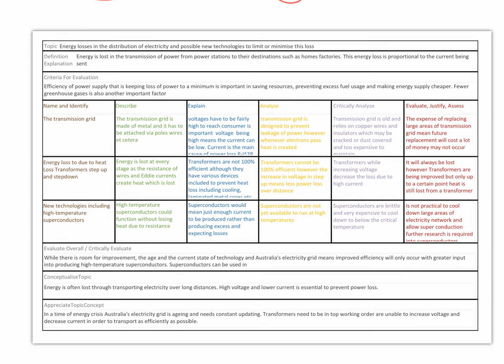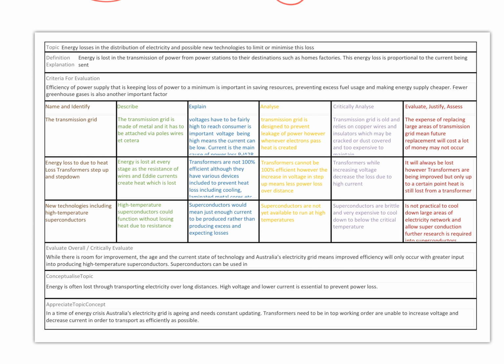Okay, so here we've got our identifications. We've got the transmission grid. Energy is lost as heat, in transformations, traveling through wires. Anything that's metal that you put electricity through is going to heat up because of resistance, mild resistance maybe, but resistance in metals. We also have possible new technologies. This is the one we're evaluating.